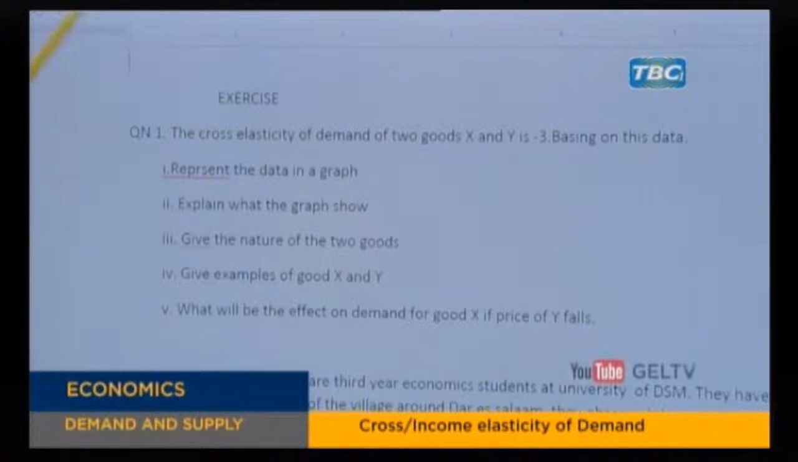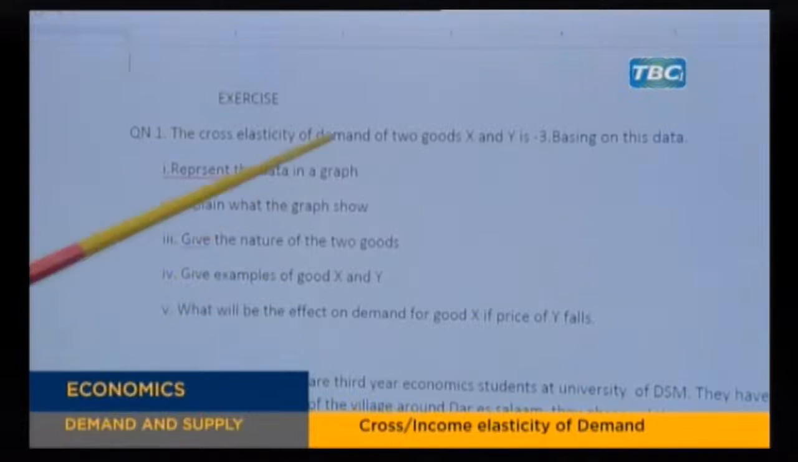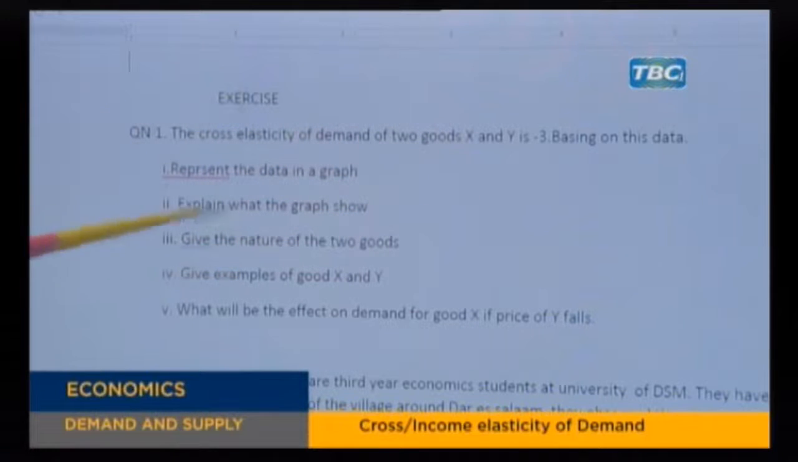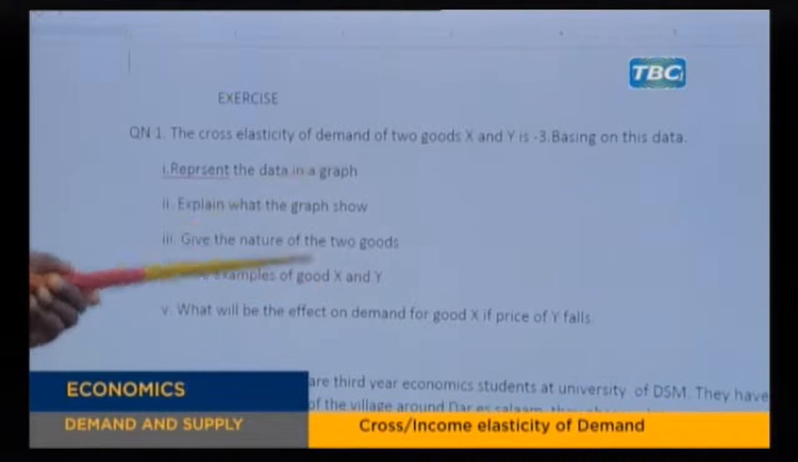Number 3, give the nature of the two goods. This is something we have covered in class economically, so you know the nature of the two goods after drawing the diagram. Number 4, give examples of good X and Y. Because the cross elasticity is negative, it is asking you to give examples of what good Y and good X are.